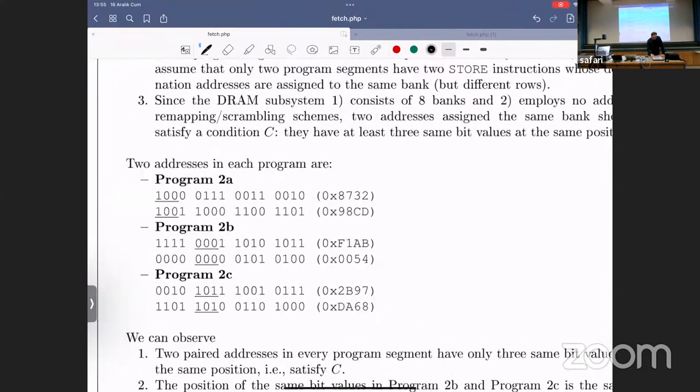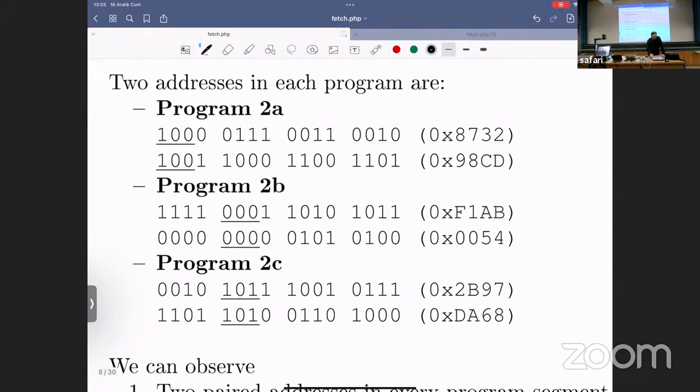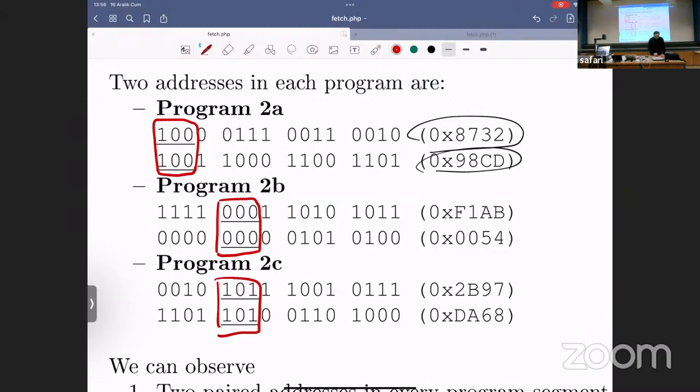So here I'm just showing the solution because I don't want to take a lot of your time. This is just the binary representation of these hexadecimal addresses next to them. And if you check which bits are common and which bits are not common across these two addresses for each program, you see that these bits are common here, right? The other bits are different from each other. Similarly, for program 2B, these bits are common. And for program 2C, these bits are common. So since we know that in a successful RowHammer attack, these common bits, I mean, the bank ID, should be common, right?